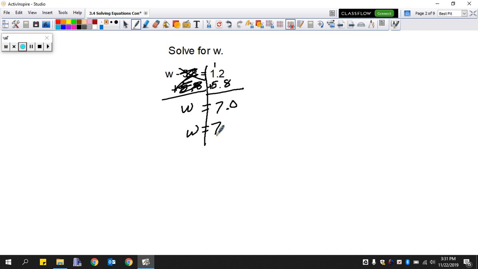If it's 7.0, you normally would not write down the 0 unless it specifically asks you to round your answer off to the nearest tenth place, because the tenth place is the first decimal place.